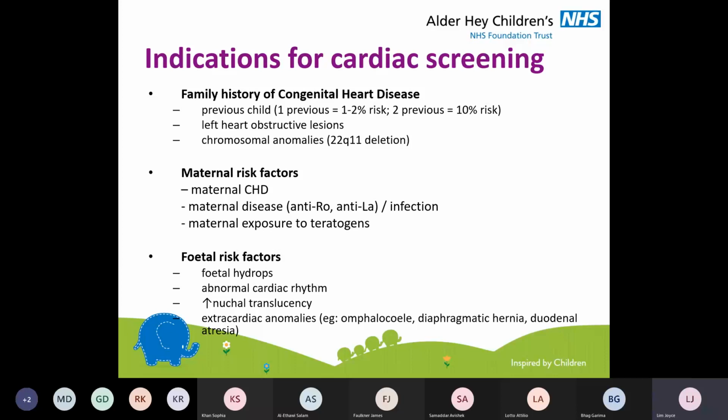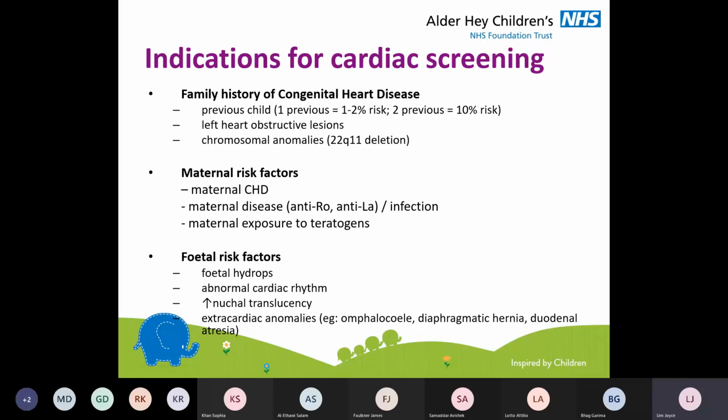So maternal risk factors: if mom or dad has congenital heart disease, then the child should be screened as well. If there's maternal disease like anti-Ro, anti-La antibodies, or known parvovirus or rubella infection in mom during the early stages of pregnancy itself, then the fetus should be screened. If mom is exposed to teratogens, we are all very much guilty of keeping our patients, or female patients, on ACE inhibitors, on warfarins and whatnot. And these are potentially teratogenic if taken throughout the pregnancy, but we need to weigh the relative pros and cons of these medications versus the potential risk to the fetus itself.